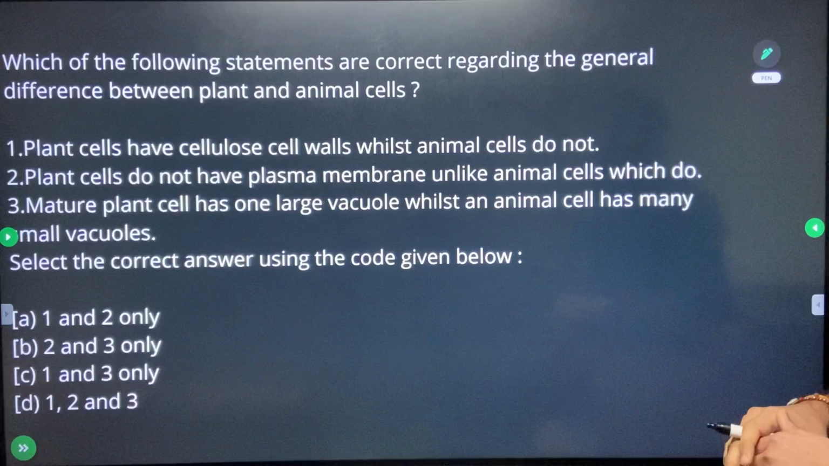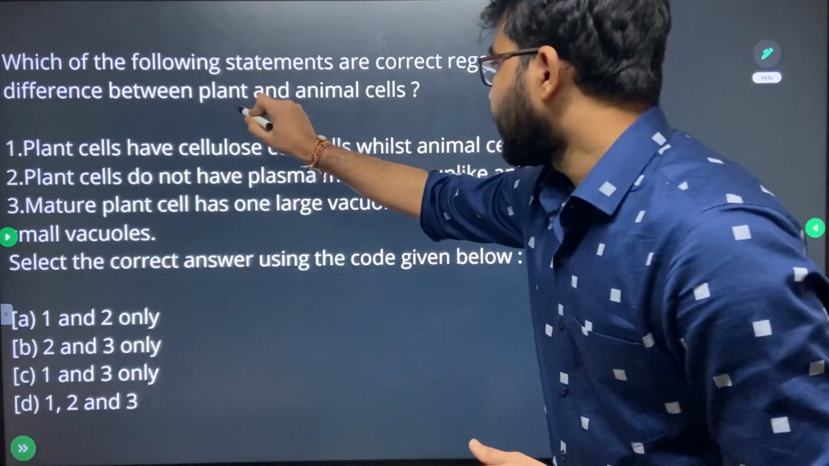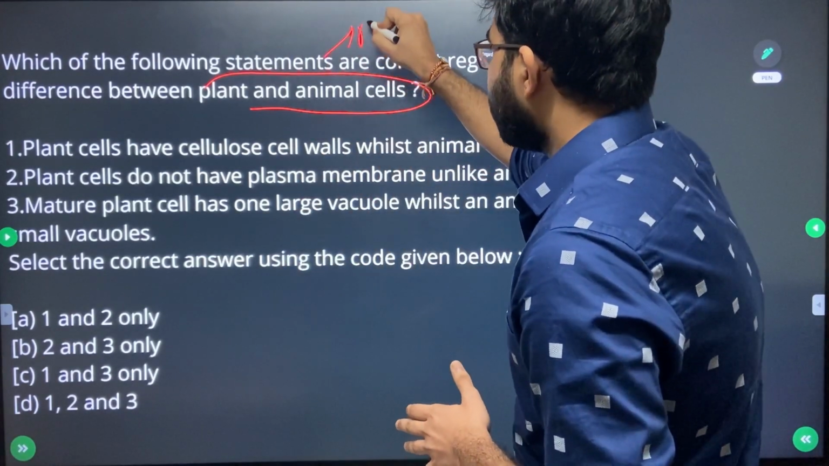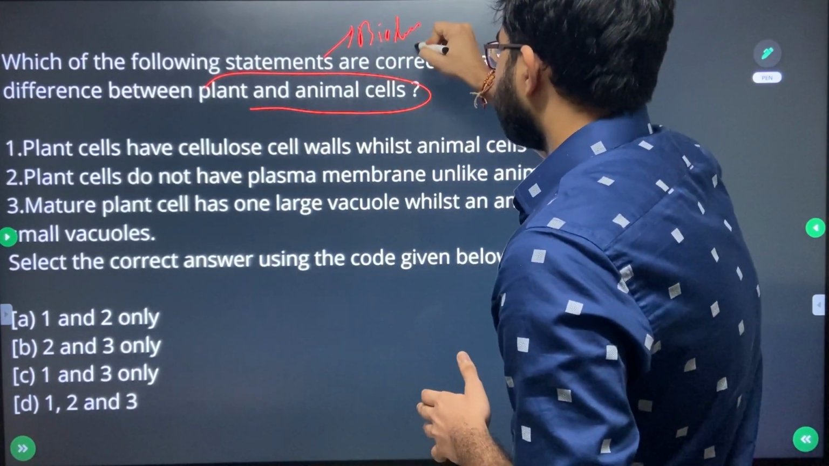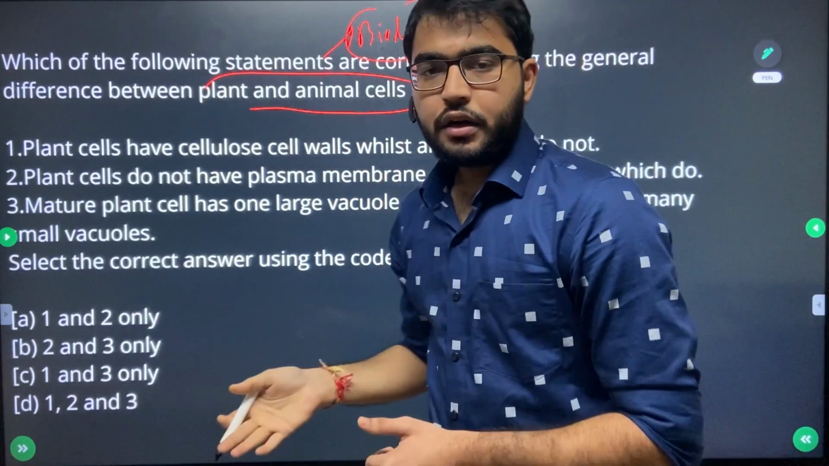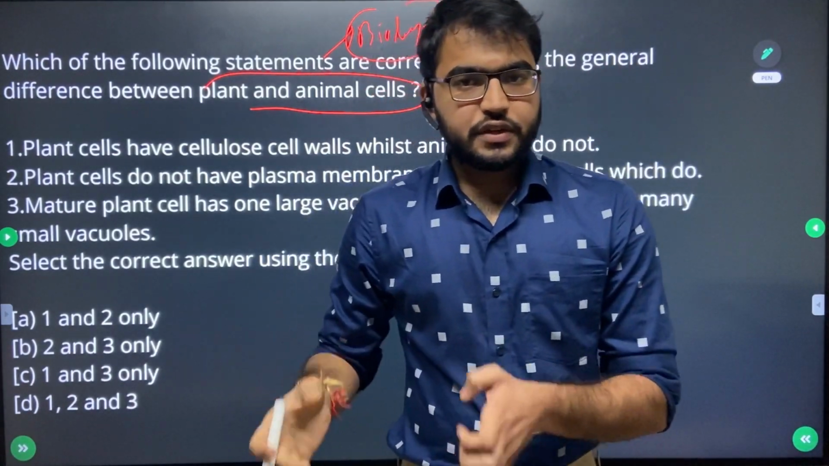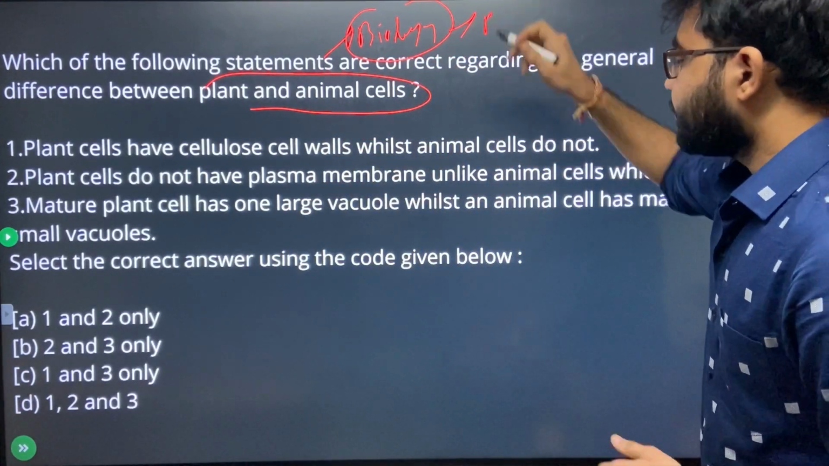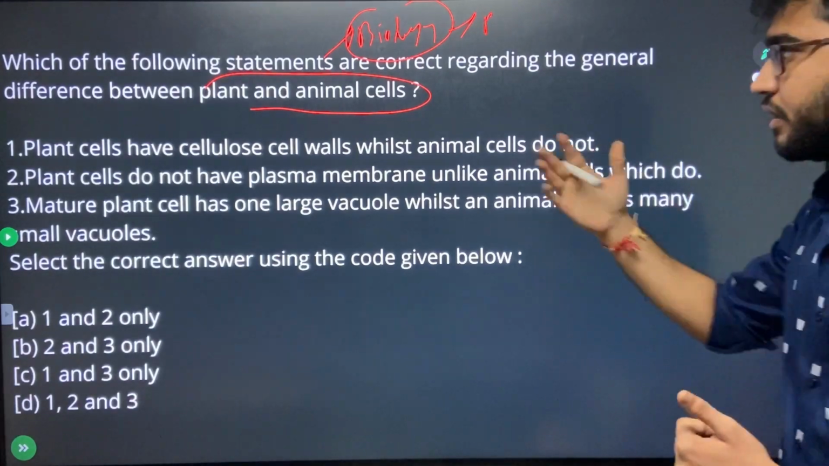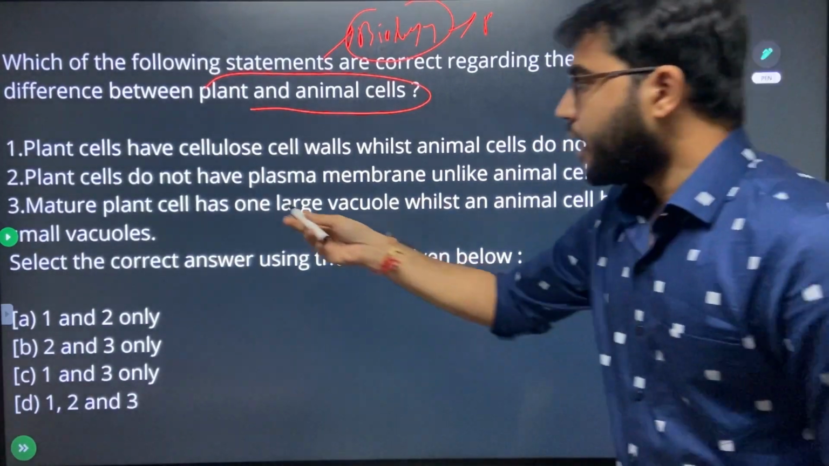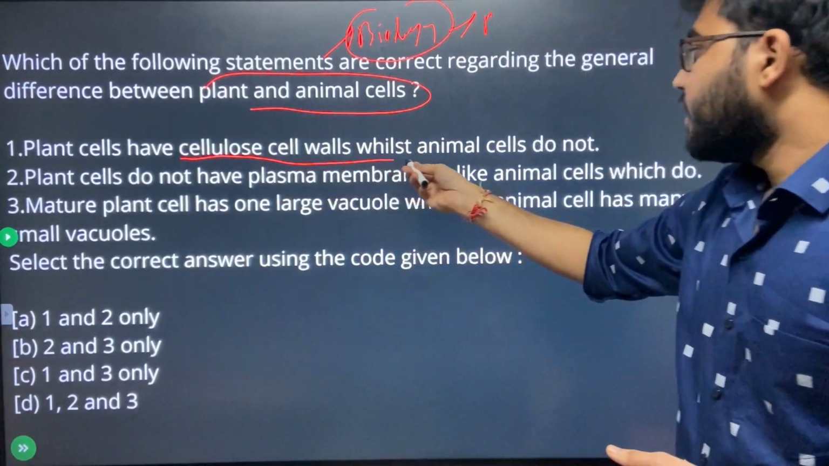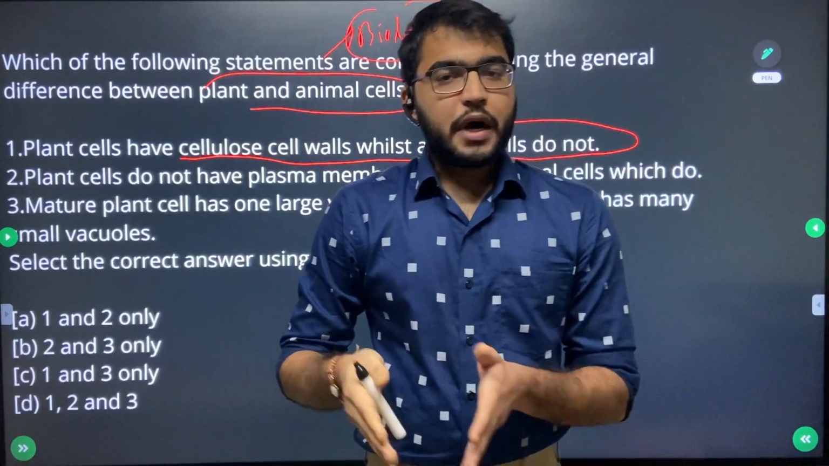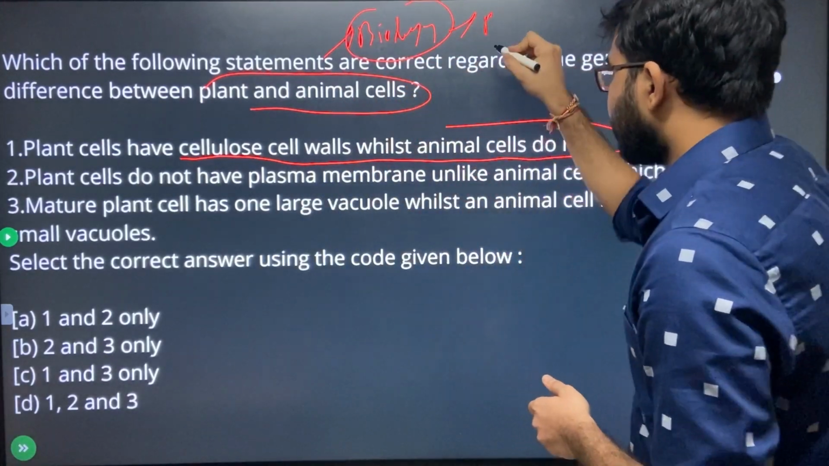Which of the following statements are correct regarding the general difference between plant and animal cells? So after a long time, UPSC has asked a proper biology based question. We can say it is from the static part, not the current part. All the previous questions which we have seen were from the current affairs part, but this is a static biology portion. Plant cells have cellulose cell walls, while animal cells do not.